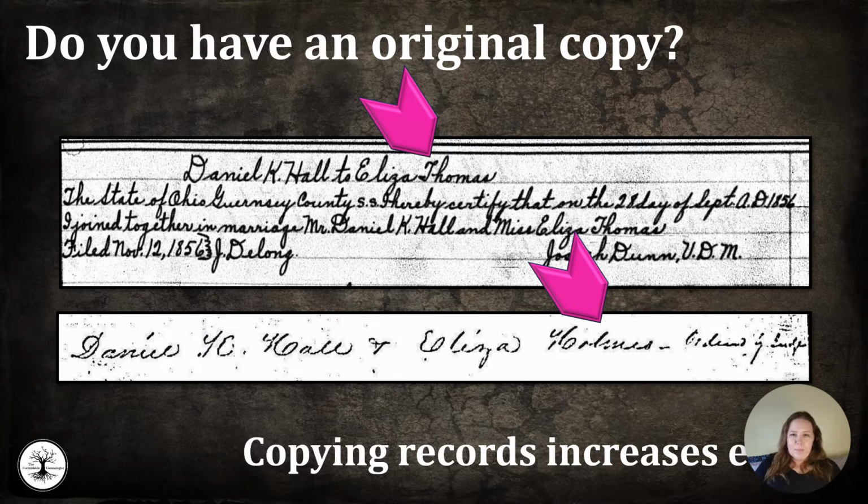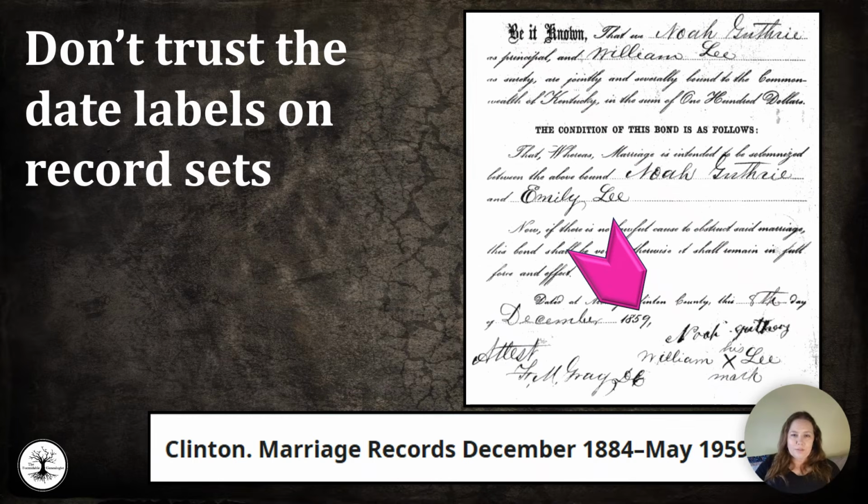Like, look at this example here. At the top, I have Daniel Hall marrying Eliza Thomas in 1856, but this does not look like a record from 1856. So I went searching and I found the original copy of the record where she is listed as Eliza Holmes, not Thomas. They made a mistake when they copied the record. So especially on FamilySearch, you are more likely to be able to find the original copies of the records.